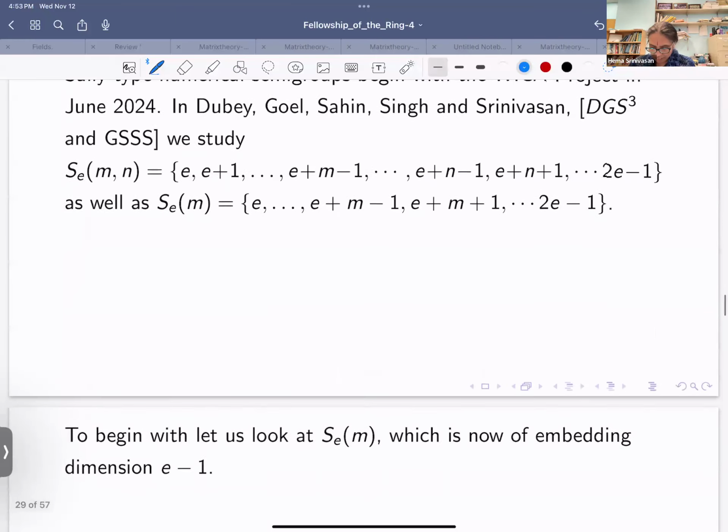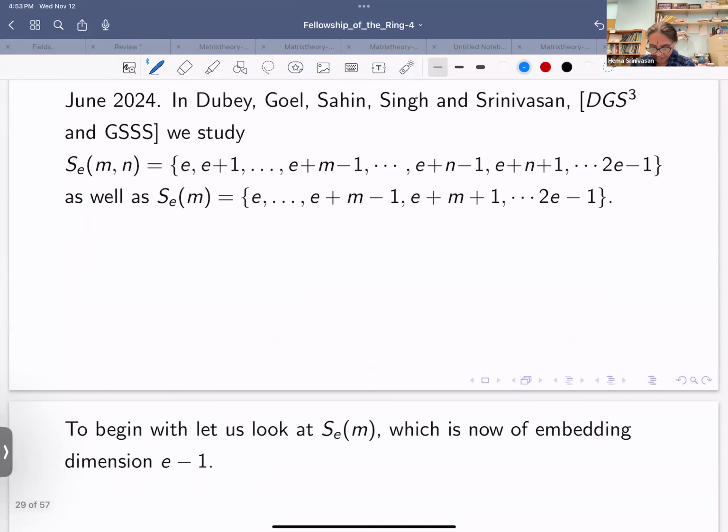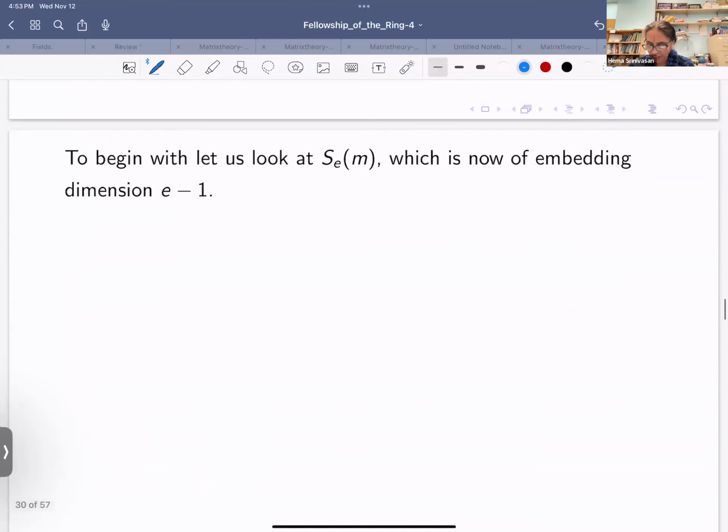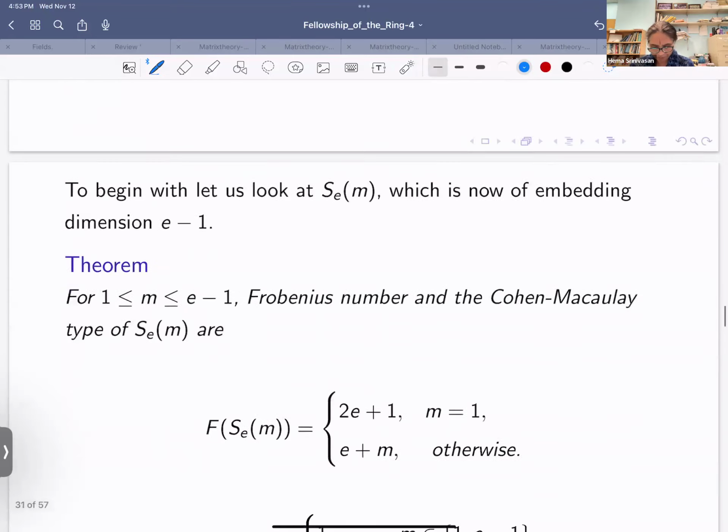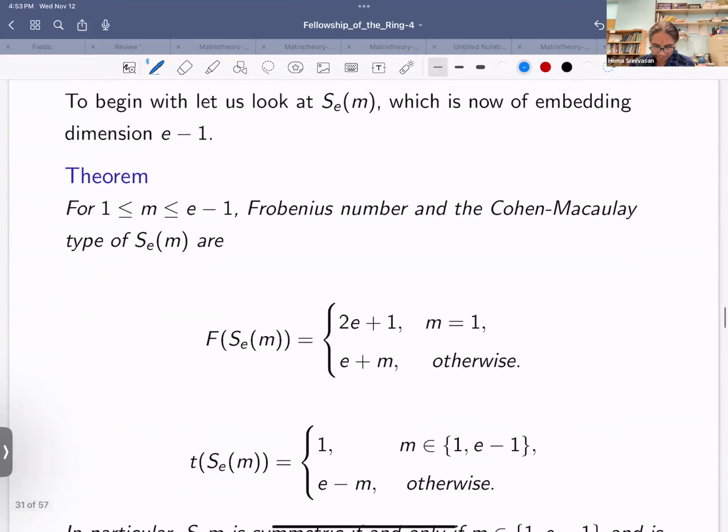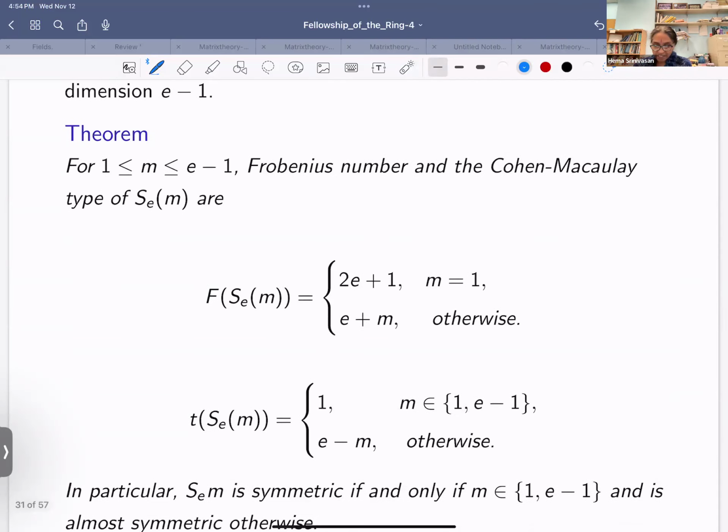Okay. So we will go in the reverse order, and I will first look at S_E(M), which is the embedding dimension E minus 1 case. For instance, it's not so difficult to check the Frobenius number and the Cohen-Macaulay type in these cases. The Frobenius number, when you remove M, if M is 1, is 2E plus 1. Otherwise, the new gap introduced, E plus M, is the Frobenius number. Everything after that is there. And the type is actually 1.